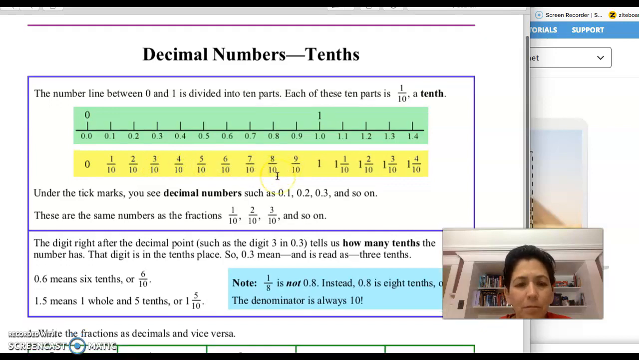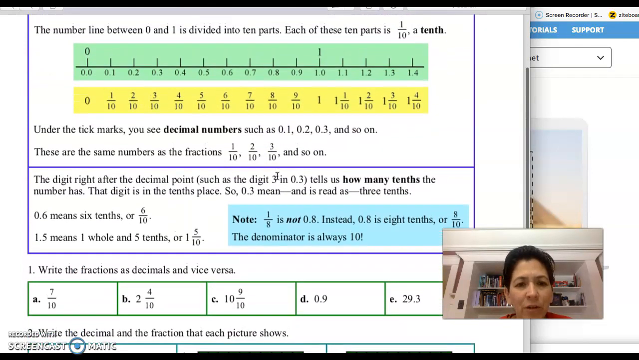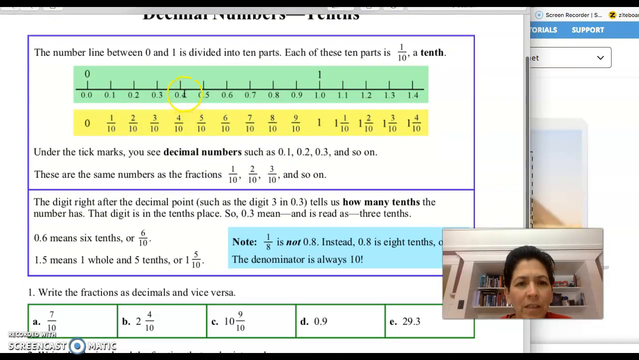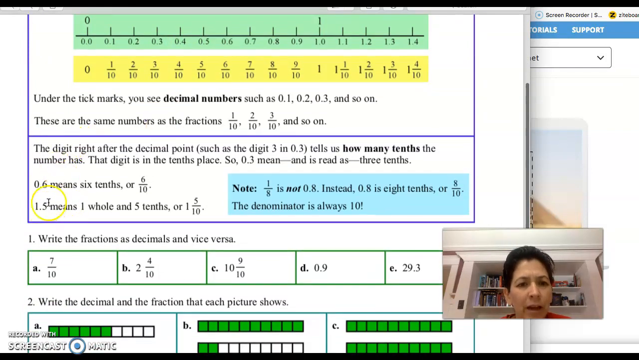Okay. The digit right after the decimal point, such as the digit 3 in 0.3, tells us how many tenths that number has. Okay, so if you're confused as to what this is, let's take a look at 0.4. We're talking about 4 for what? 4/10. Okay, look at the example they have here. 0.6 means 6/10.